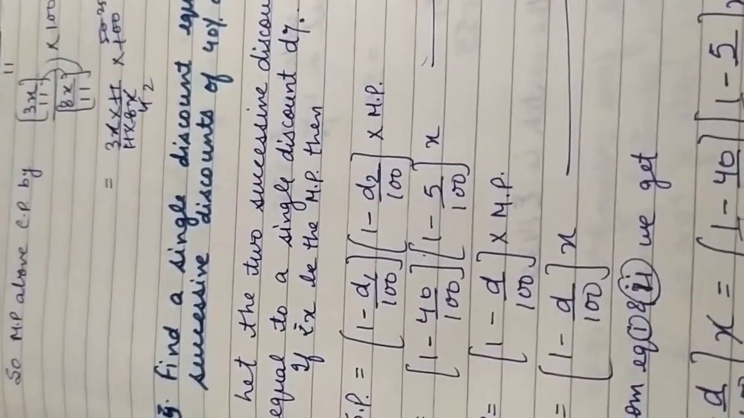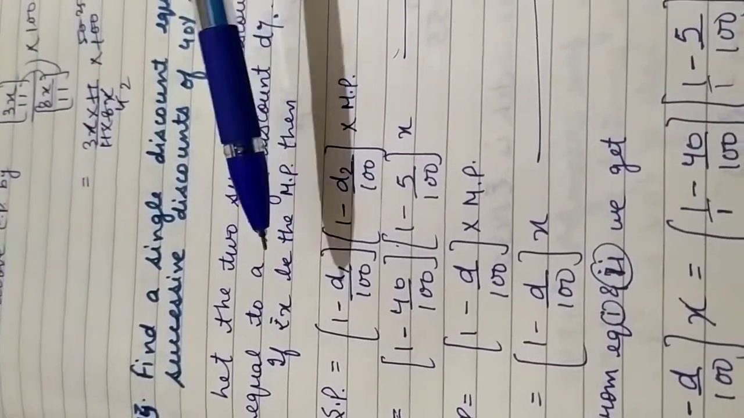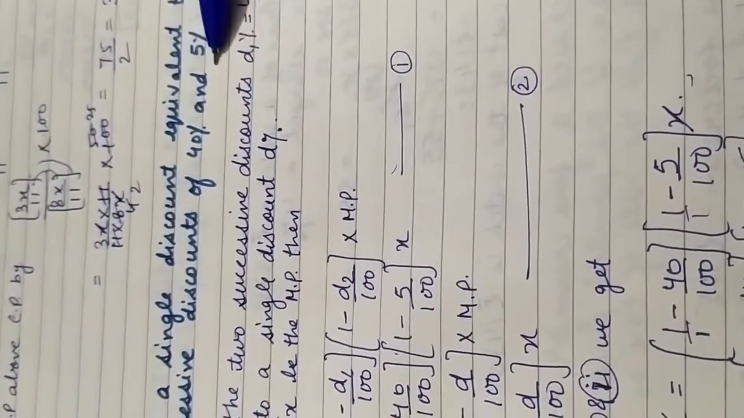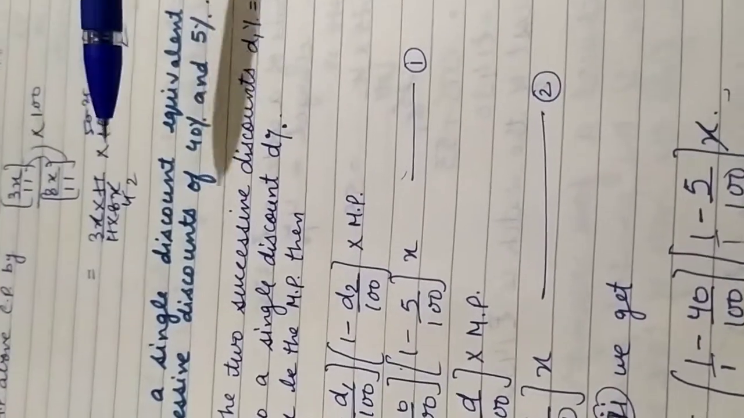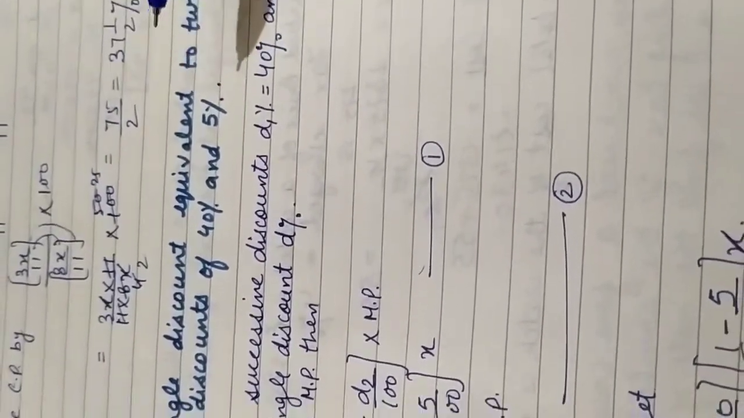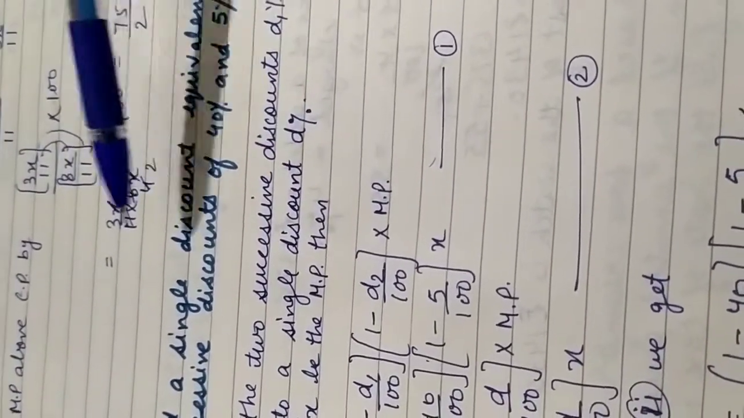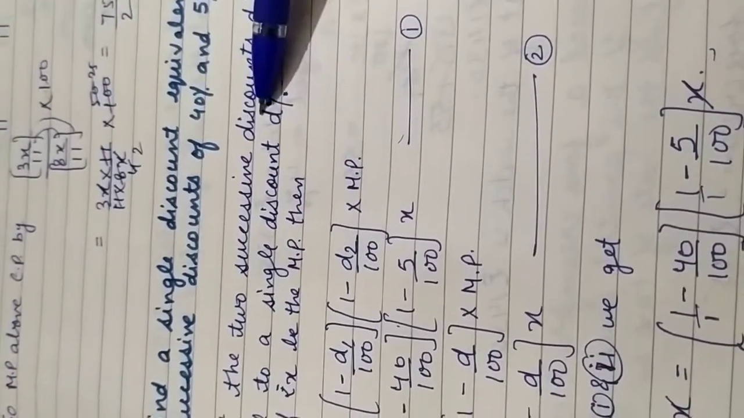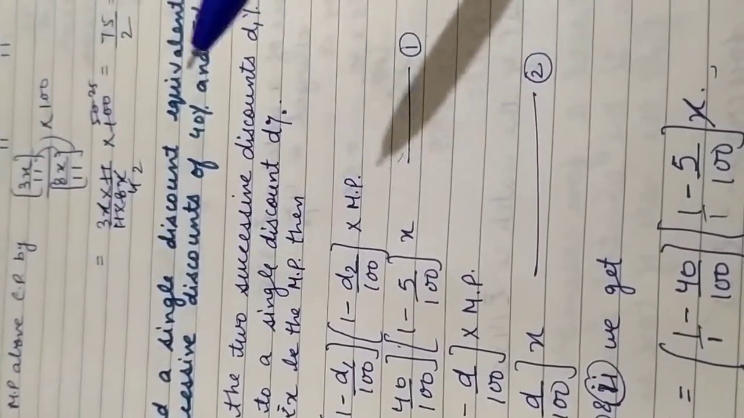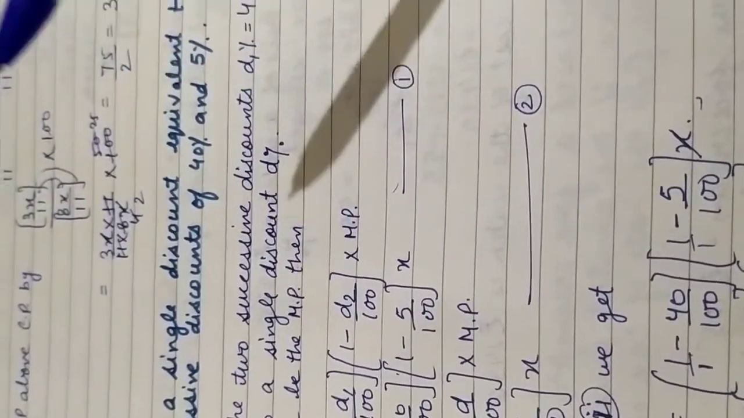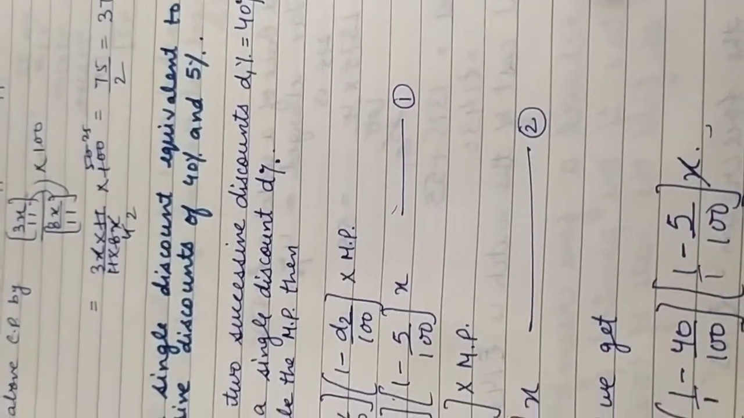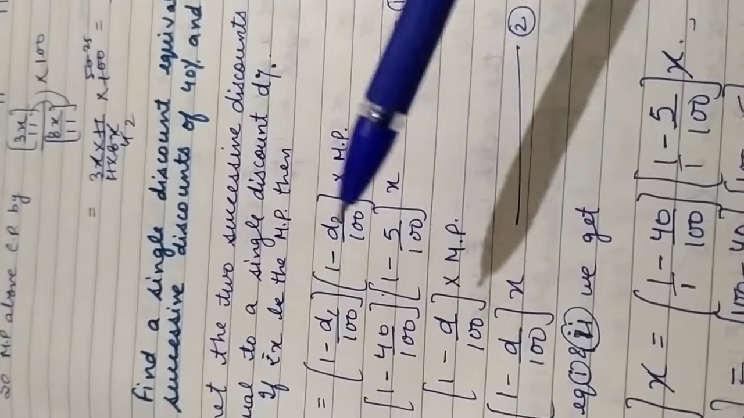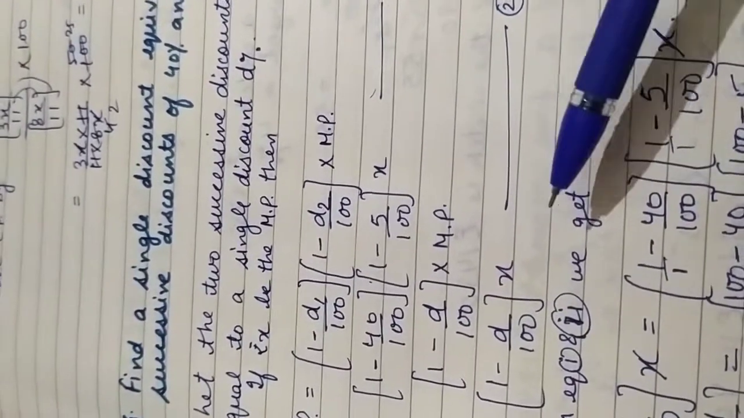Got it, children? Let us see once more. We have assumed two successive discounts as D1 and D2, because in the question it has been asked that the single discount should be equivalent to two successive discounts. So first of all we have to assume the single discount and then these two successive discounts. Single discount we have assumed as D and successive discounts as D1 and D2. We have the formula of successive discounts, then we put the values. We have to equate this to the single discount.